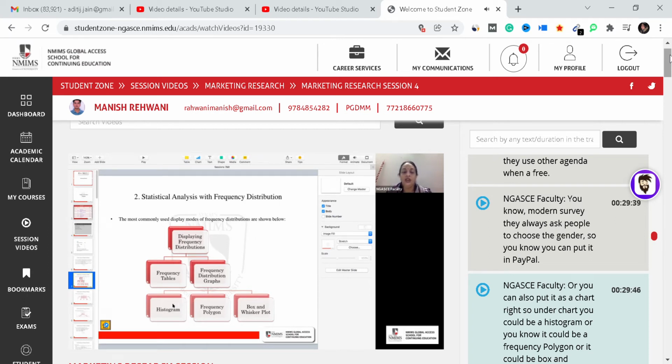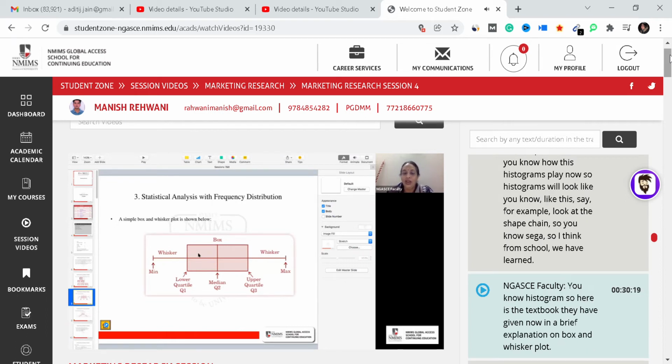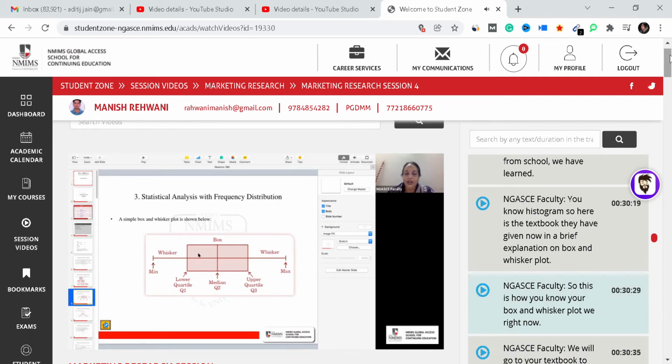Under chart, it could be a histogram, or a frequency polygon, or a box and whisker plot. In the textbook, they've given you a little bit of an example of a box and whisker plot. This is the way a box and whisker plot looks. How do histograms look? Histograms will look like this. Look at the shape. I think from school we have learned this, histogram. Here the textbook has given a little bit of explanation on the box and whisker plot, and this is how it will look.